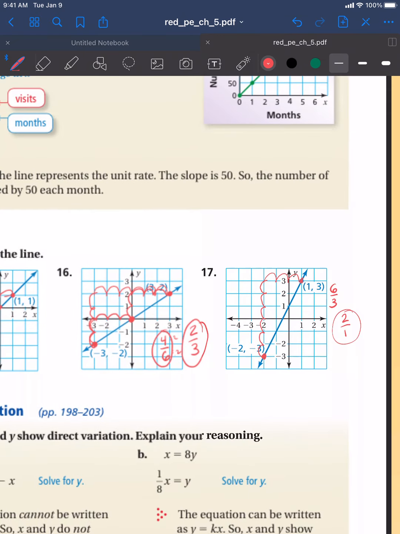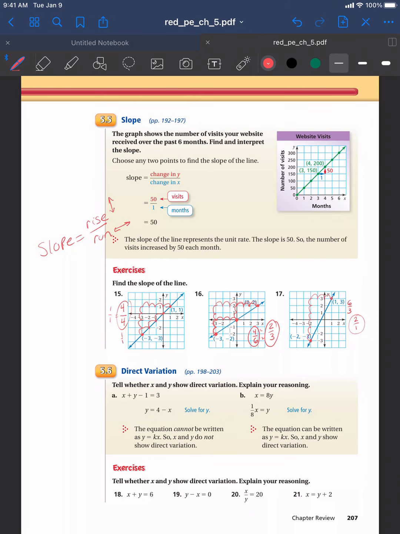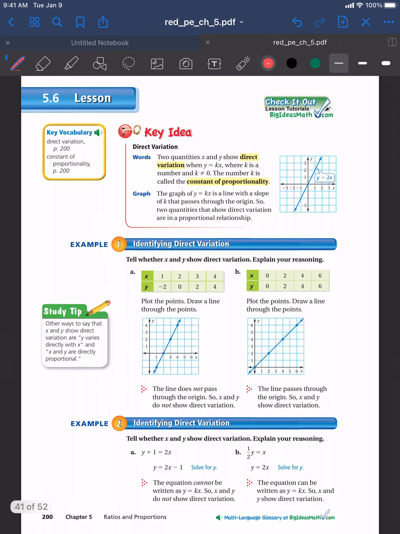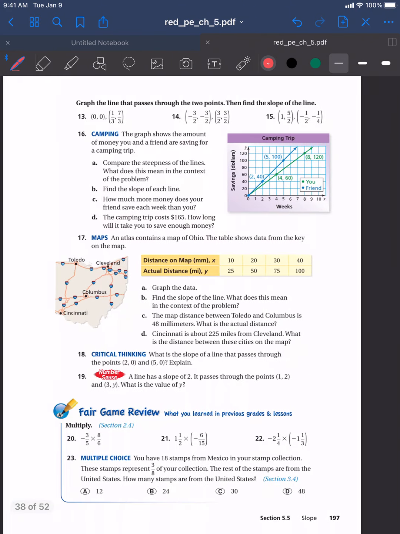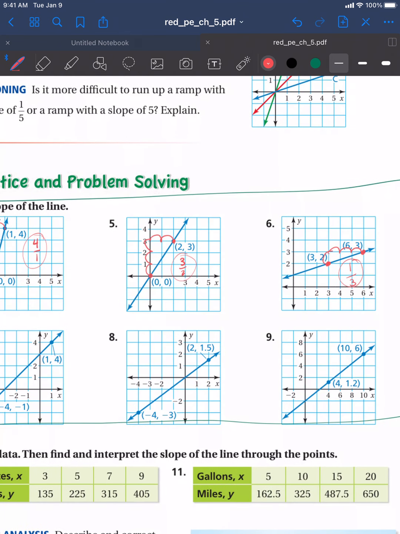I am surprised that for the examples they gave us, they only gave us positive slopes. Did your homework only give you positive slopes as well? Let me check. Yep, they did. You know how I know that they're all positive? All the lines are going that direction. They're all going up, right?